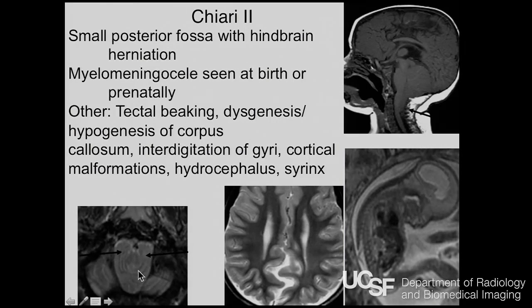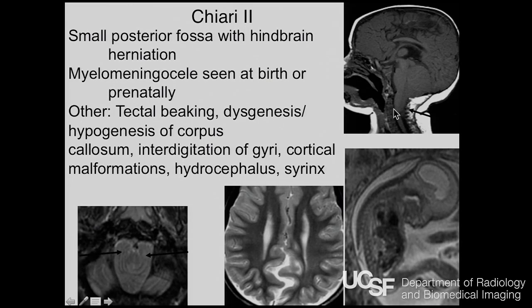And if you look at axial images, you can see the small posterior fossa. You can see how the cerebellum is slumped down and wrapped itself around the medulla. Other findings are interdigitation of the gyri. You can get some cortical malformations, but they're not as common. And you can have syrinx within the cord, also not that common. Another finding you may see is beaking of the tectum.